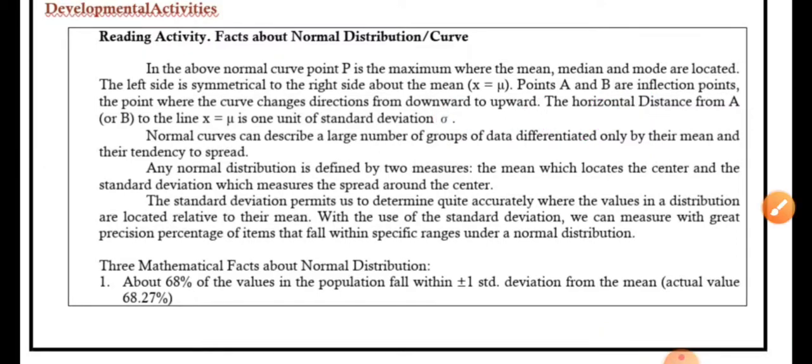Normal curves can describe a large number of groups of data only by their mean and their tendency to spread. Any normal distribution is defined by two measures: the mean, which locates the center, and the standard deviation, which measures the spread around the center. The standard deviation permits us to determine quite accurately where the values in the distribution are located relative to their mean. With the use of the standard deviation, we can measure with great precision the percentage of items that fall within specific ranges under a normal distribution.